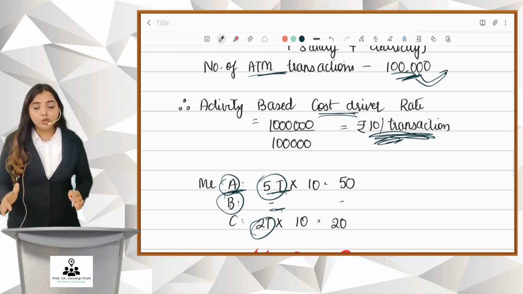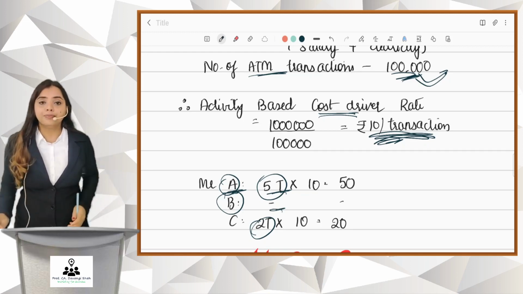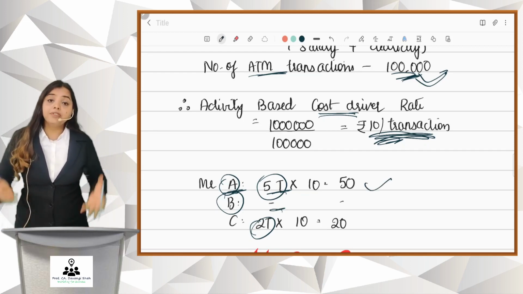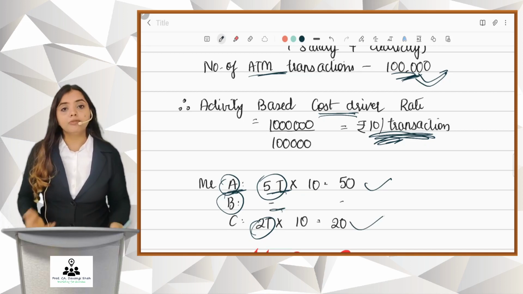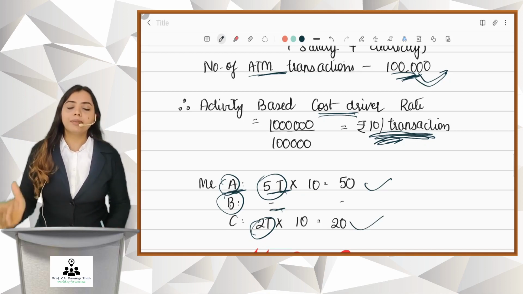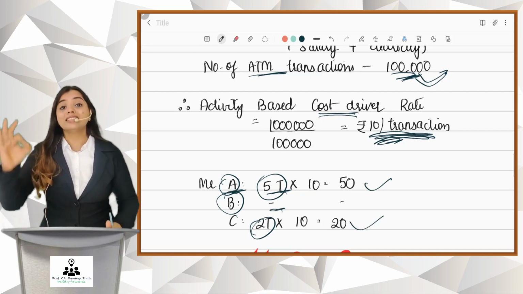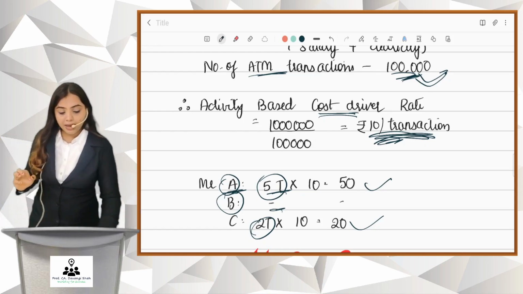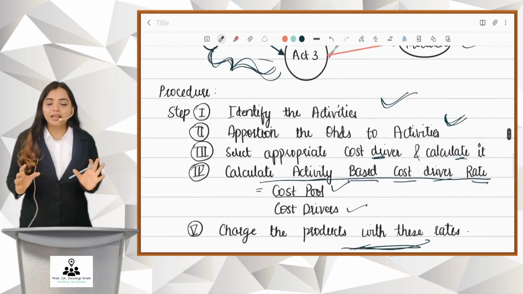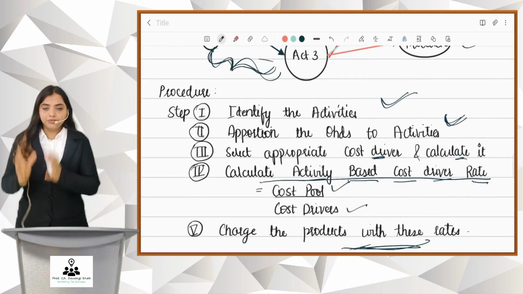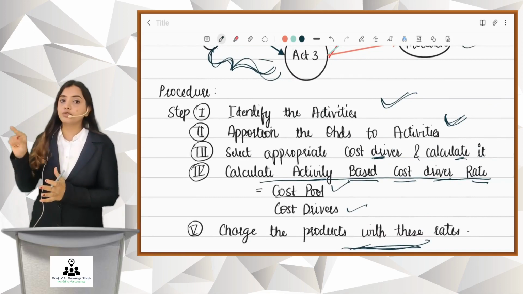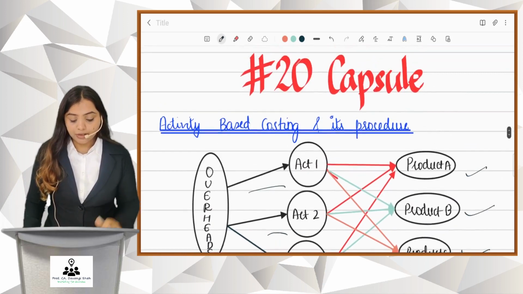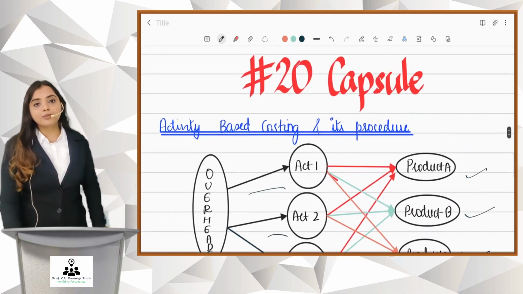And friends, if they consume, they will be charged to the extent of consumption. If they consume more of the activity, like A, they'll be charged more. If they use less of the activity, like customer C, they'll be charged less. So friends, this is activity-based costing, which helps to calculate the cost precisely. And this is a modern way of charging overheads to the products and customers. Remember this procedure, friends. Cost to be divided between activities. For each activity, we'll calculate the rate and it will be charged to products and customers. Okay? Helps to calculate the cost precisely. This is capsule number 20.